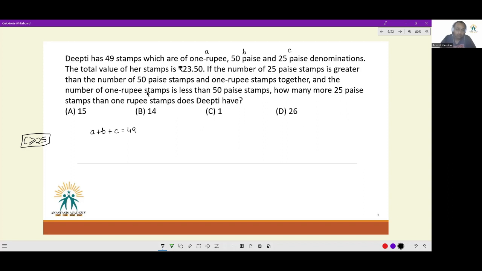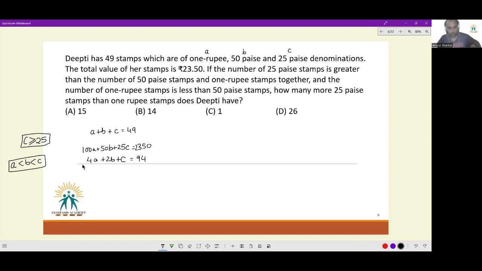Additionally, we are told the number of 1 rupee coins is less than 50 paise stamps, which means A is less than B. I also know C is the greatest one, so I can perhaps conjure it up to A is less than B is less than C. Additionally, value of these stamps would be 100A plus 50B plus 25C is equal to 2350. I can get rid of 25s everywhere. We'll get 4A plus 2B plus C has to be equal to 94.